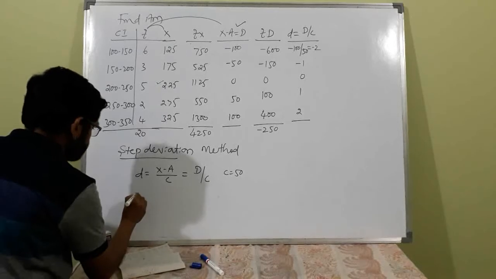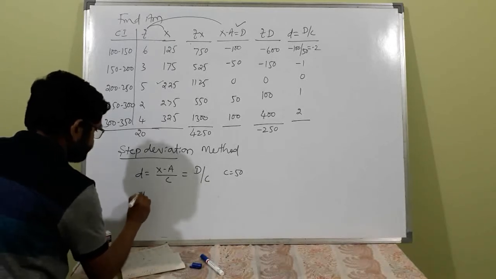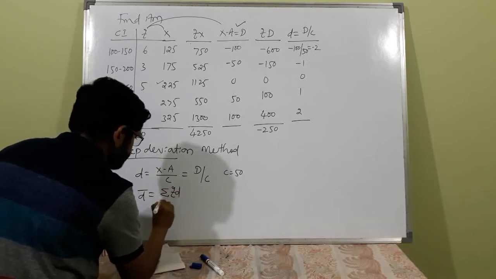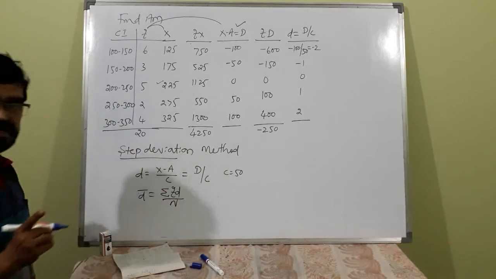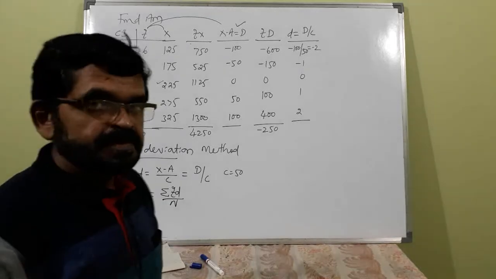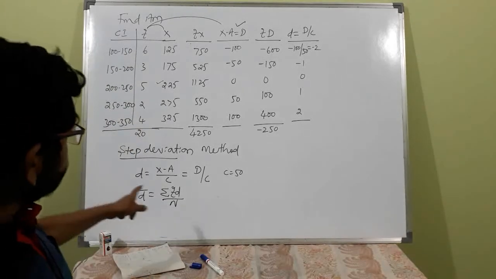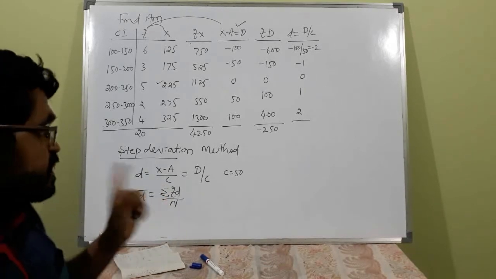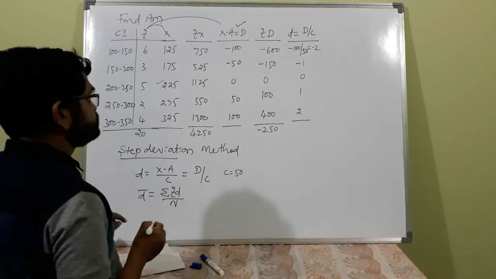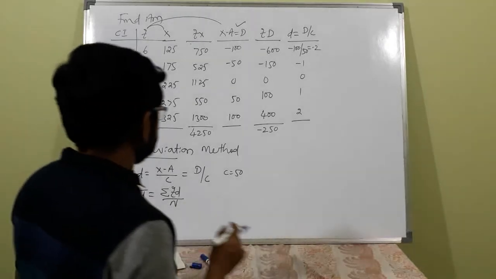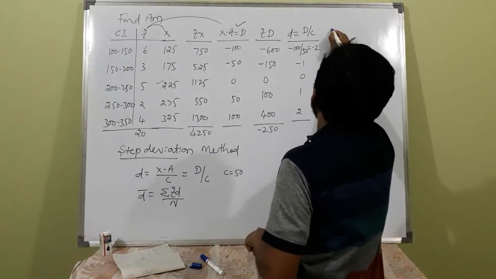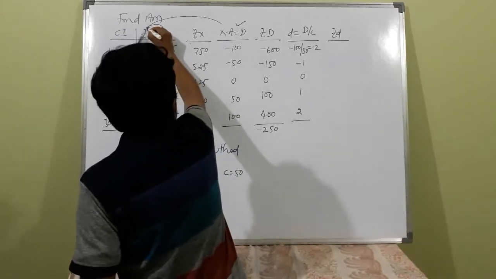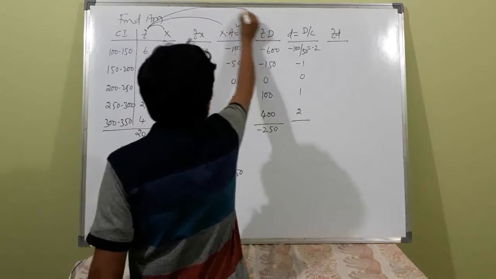What is that? D bar. D bar is summation fd by n. X bar is summation fx by n. Small d bar is summation fd by n. Capital D bar is summation f into capital D by n, like that. So fd is f into d. That means you have to multiply these.